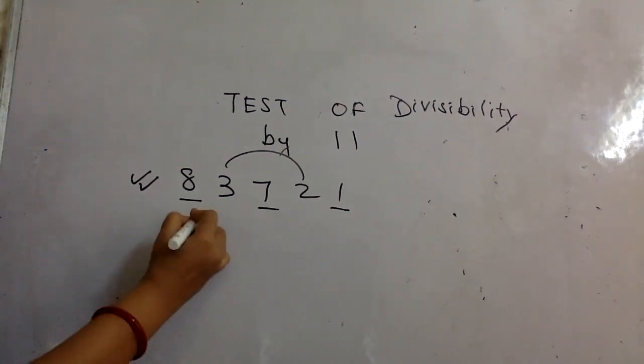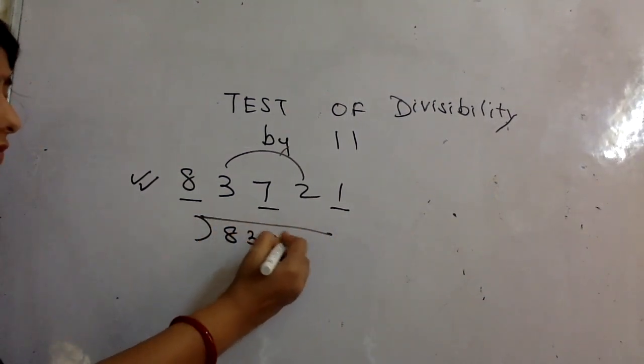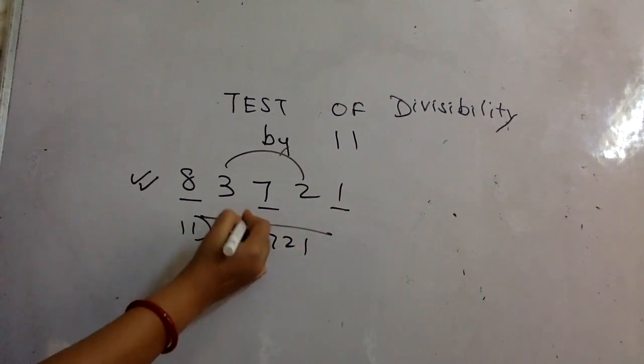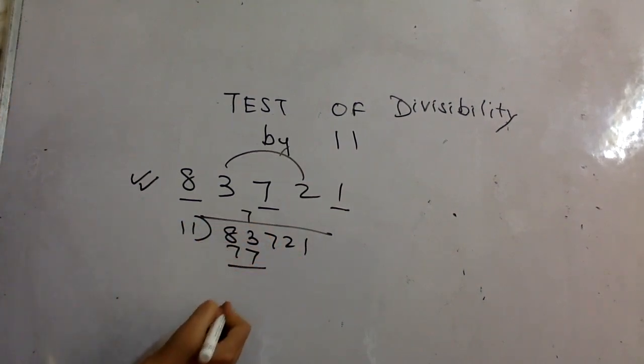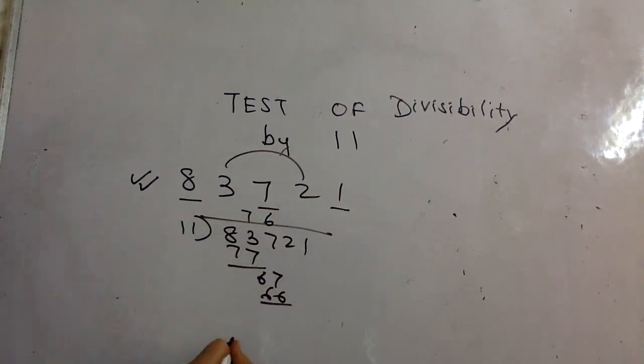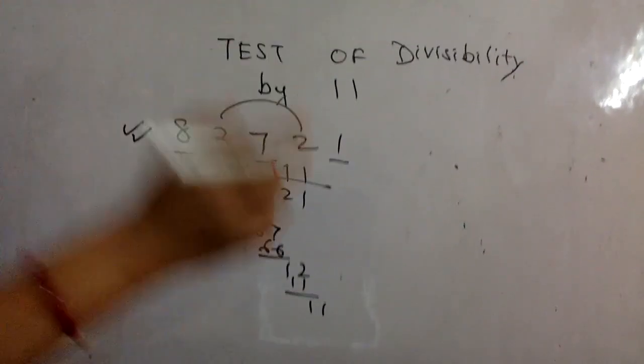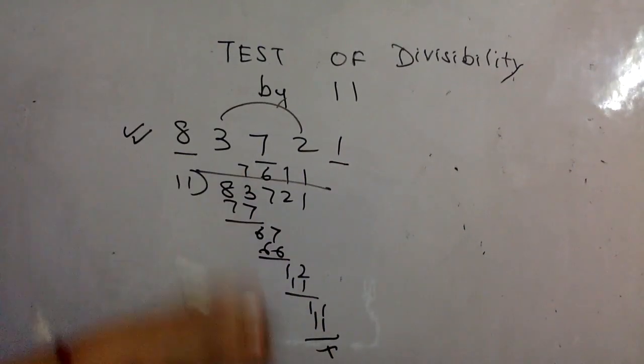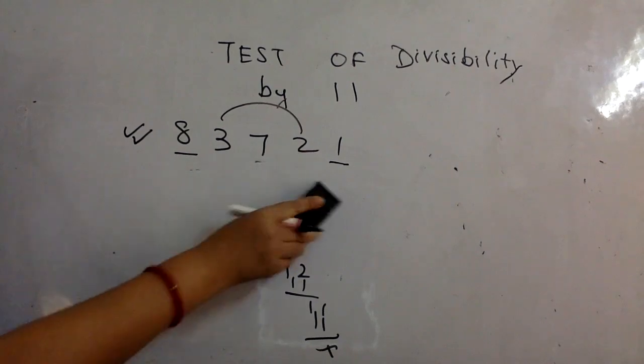Shall we? So 8, 3, 7, 2, 1, 11. 11 sevens are 77. Okay, this is how much? 67. 11 6s are 66. Right? And then 1, 2. 11 ones are 11 and 1 and 1. See, the remainder is coming to a 0. So the number is divisible by 11.